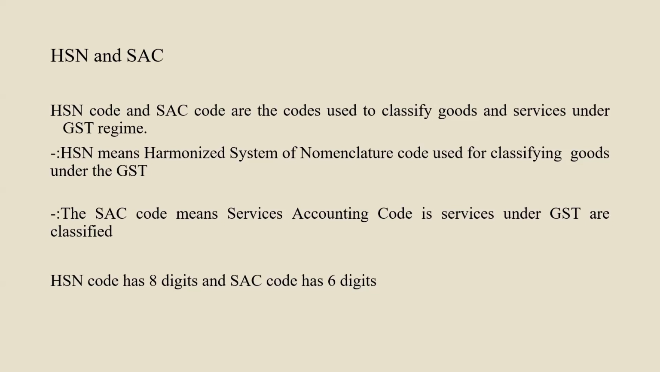Similarly, for services, you have the Service Accounting Code. So if you're buying services, then you have the SAC code. The HSN code will define what that good is, and the SAC code will define what that service is. It also defines what the rate of GST is for that HSN or for that SAC. Is it necessary for you to see what the code is?